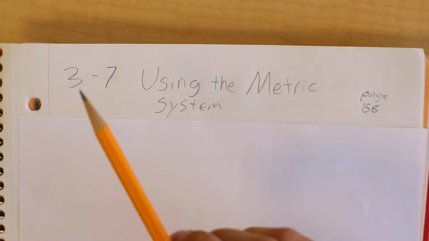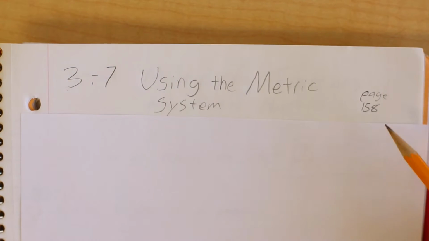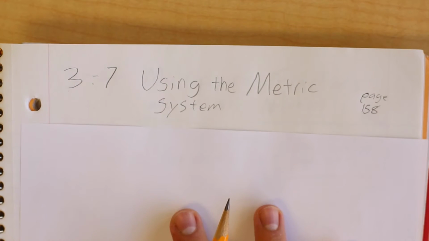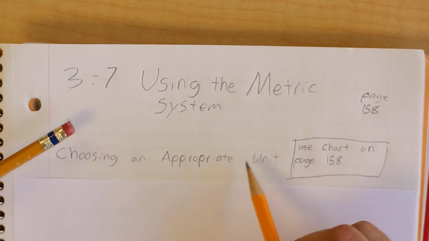Today we're working on section 3.7, using the metric system, and it can be found in your textbook on page 158. And I do suggest you get out your textbook, so if you don't have it with you right now, you might want to pause the video and get it out because you might need it in just a minute, so do so. But you need to write this down, choosing an appropriate unit. That's the work we're about to do, okay?